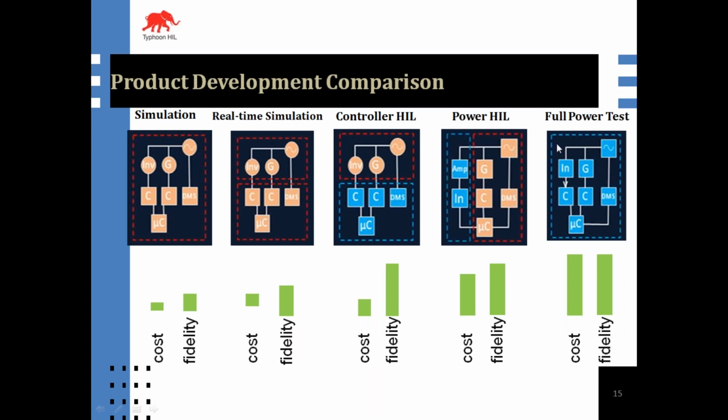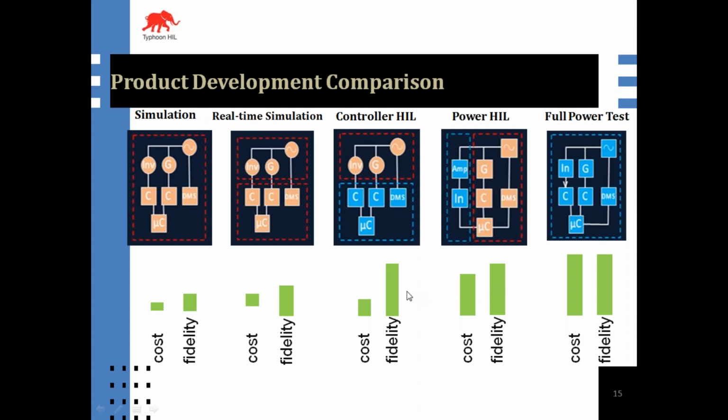Full power test means you are using each part of the component. That means all parts, both plant and controller, are actual. Both are actual. That is indicated by this red rectangular line. Now here the cost has increased very much and fidelity is approximately the same as we have seen in the third stage and in the fourth stage.